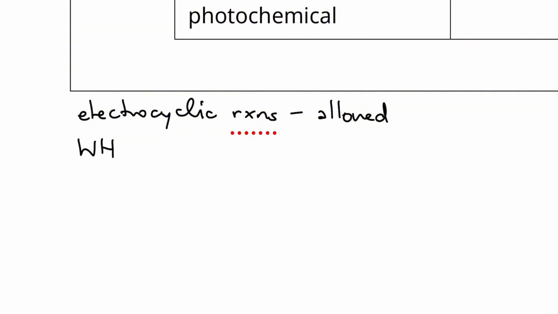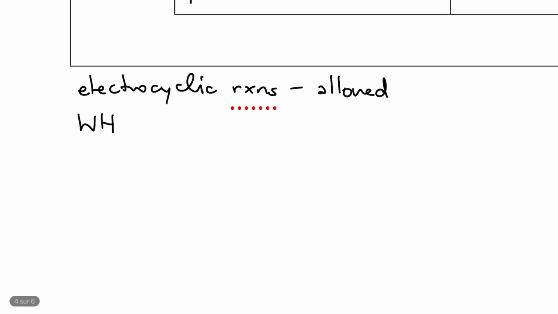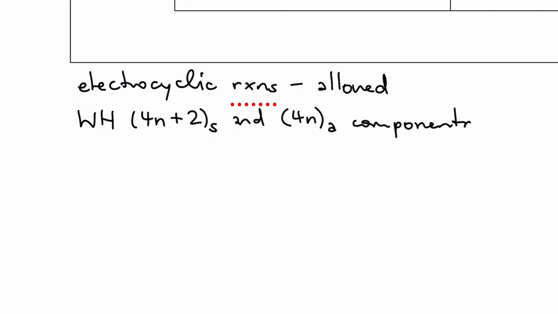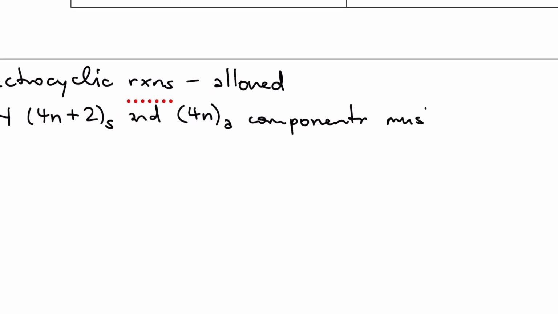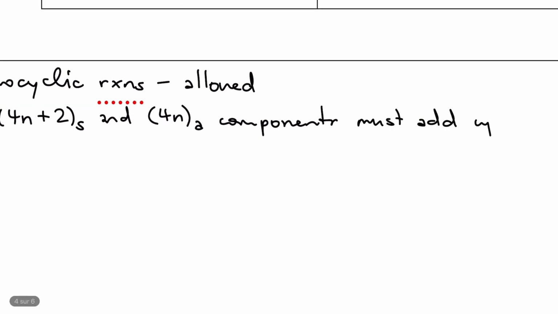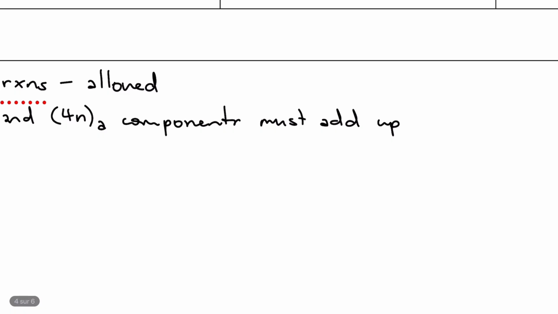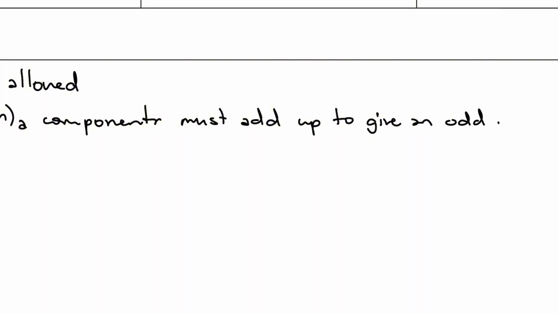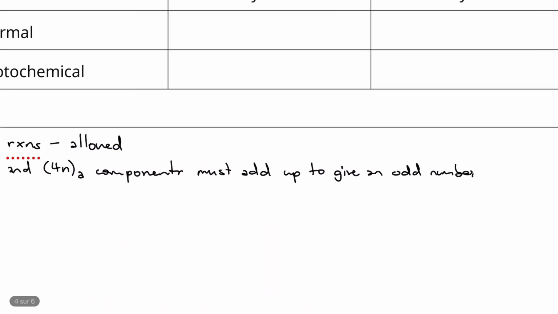Not the Hoffman, the Woodward-Hoffmann rules, which say that the number of 4n plus 2 suprafacial and 4n antarafacial components must add up to give an odd number.